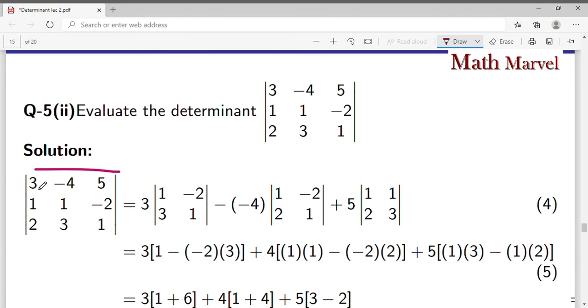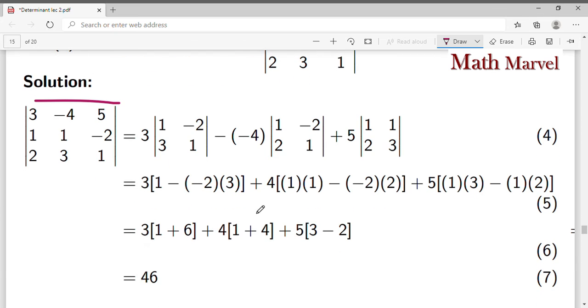Here I am using the signs plus, minus, plus, like this, so 3 has a plus sign. The remaining elements are 1, minus 2, 3, 1, and here it is a minus sign, minus 4. Now hide this row and this column. The remaining elements in the determinant are 1, minus 2, 2 and 1. Plus now 5. So 5 here has a plus sign, so plus 5, and hide this row and this column. So 1, 1, 2, 3 is in the third determinant.